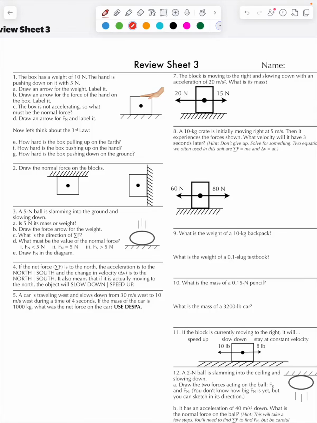Hello once again. Let's do review sheet 3 from the fall semester on physics. And this might get a little bit long, so I'm going to do this in two parts. Do the first 2 pages and then do a separate video for the last 2 pages.